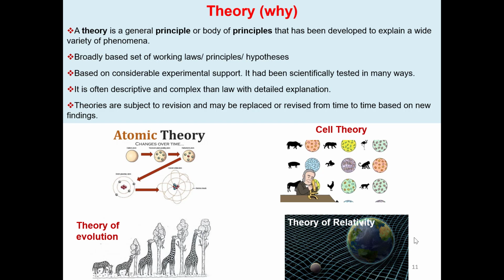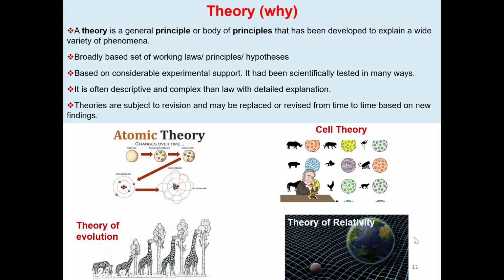The theory must be tested in many ways, is complex because it explains that phenomena in detail, and also theories are subject to revision, and depend on the experimental evidence. The theory can be changed, can be replaced, or sometimes it is needed to reformulate a more general theory. One of the examples of theory, and we already explained, is the atomic theory.